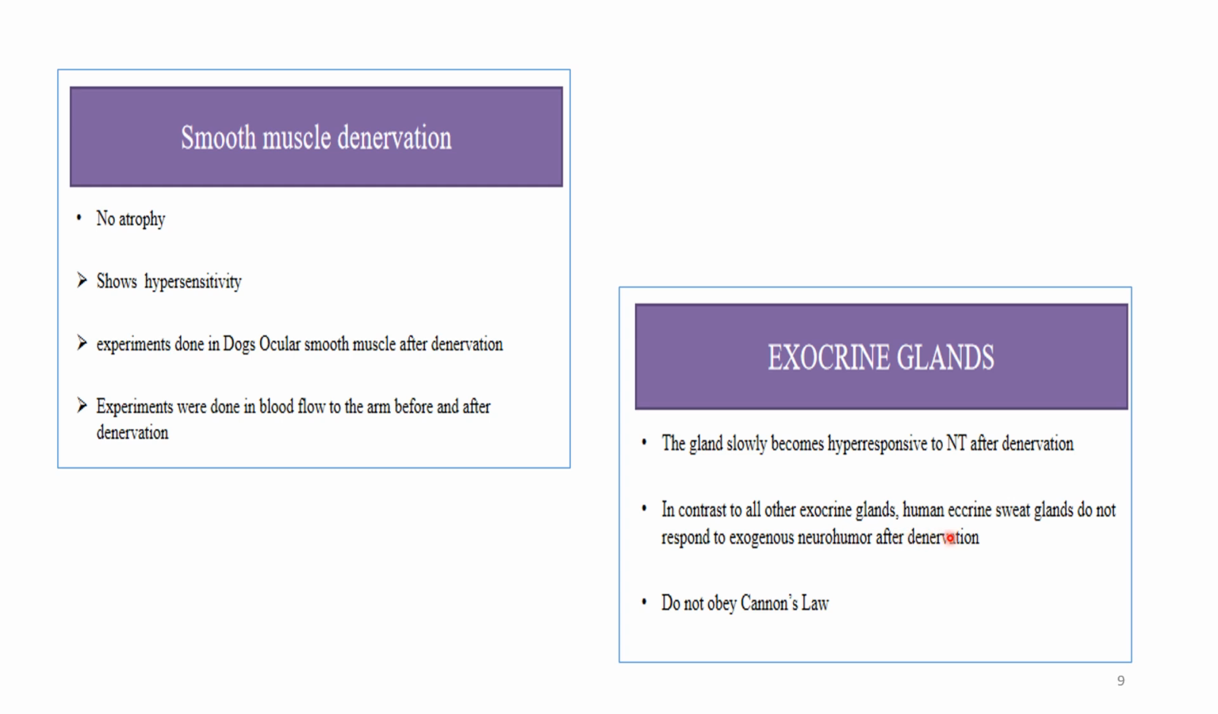So the eccrine sweat glands, okay, these are one type of sweat glands. They are present almost on the entire body surface. So these exocrine glands, they do not obey Cannon's law.